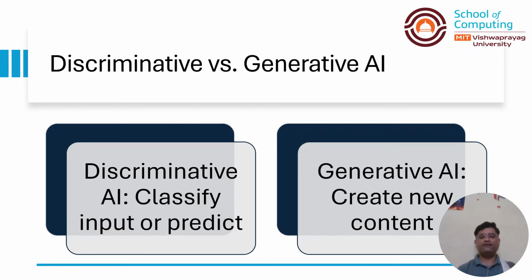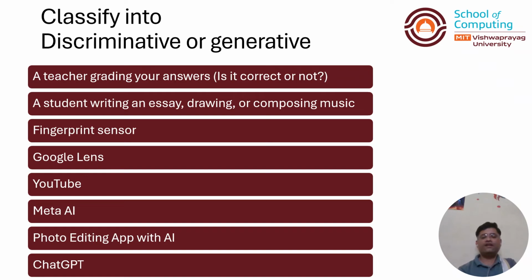So, in summary, the discriminative AI helps us to classify the input or to predict the output, whereas generative AI helps us to create new content. So for simple, discrimination is nothing but to classify or to predict, whereas generative is nothing but generate new content. Based upon this, now we will try to run one activity. Simple, read the explanation and try to identify whether it is generative or discriminative AI.